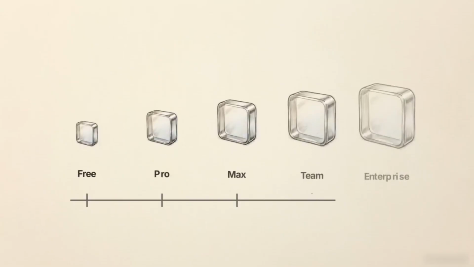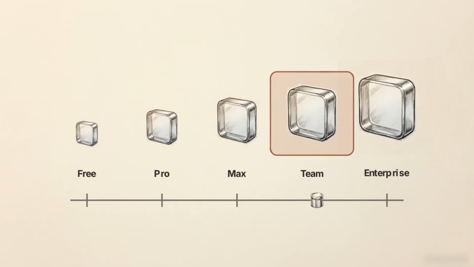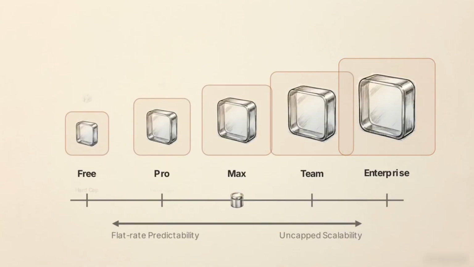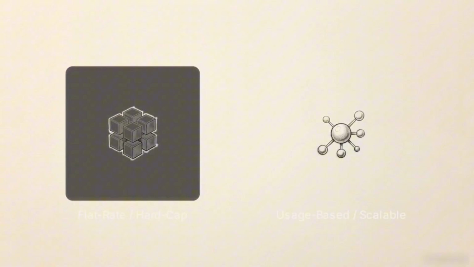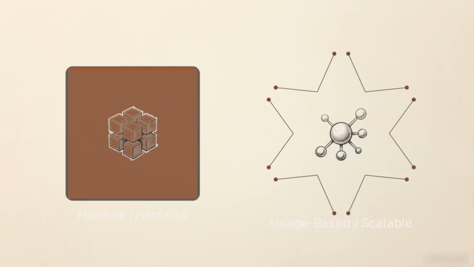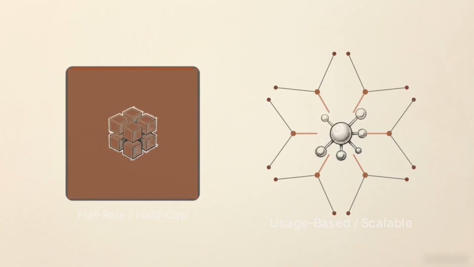Anthropic offers 5 distinct ways to access Claude: free, pro, max, team, and enterprise. Selecting the right one depends on how your specific workflow handles these usage caps. You are choosing between 2 entirely different billing philosophies. On one side, you have a predictable, flat-rate plan with hard ceilings. On the other, you have infinitely scalable plans built on variable, consumption-based costs.